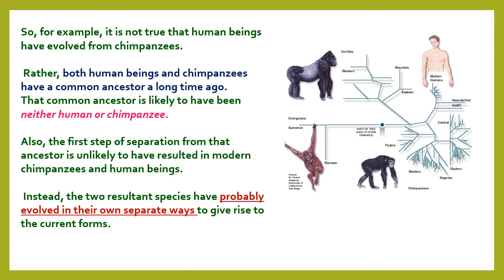For example, it is not true that human beings have evolved from chimpanzee. This is another example I have taken to explain. Rather we can say that both human beings and chimpanzees have a common ancestor a long time ago, and the common ancestor is likely to have been neither human nor chimpanzee. So the first step of separation from that ancestor is unlikely to have resulted in modern chimpanzees and human beings. Instead, the two resultant species have probably evolved in their own separate ways to give rise to the current forms.